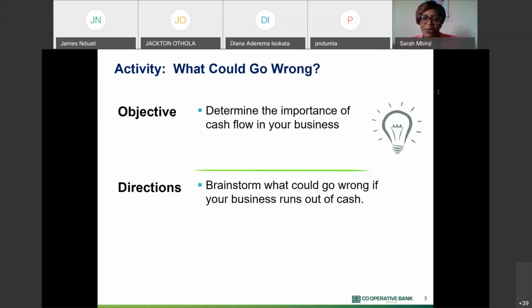And I invite you to go there and tell us your name and where you're joining us from. I know you're joining us from different parts of the country. And as you do so, we want to answer this question: what could go wrong if your business runs out of cash? The reason we're asking this question is to understand the clear role that cash plays in our businesses.